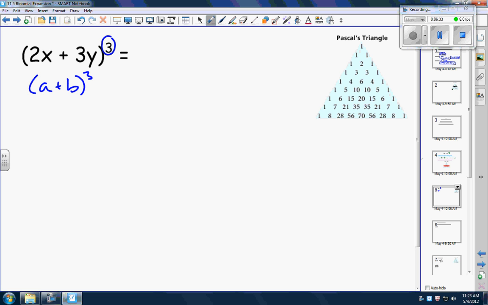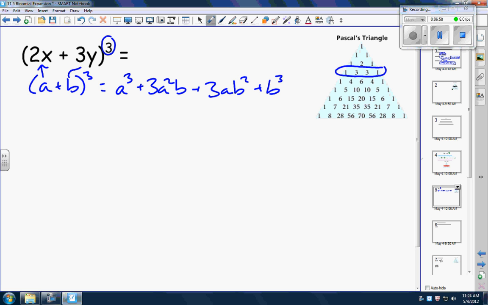Okay, and you guys may have done some examples like this, but it's a really good practice for us. So the 3rd row is going to be this. So I'm just going to kind of start with what I call a skeleton. Okay, so that's what a basic a plus b cubed should be. Now, the a is a 2x, and the b is a positive 3y. So we're just going to go do a substitution now.